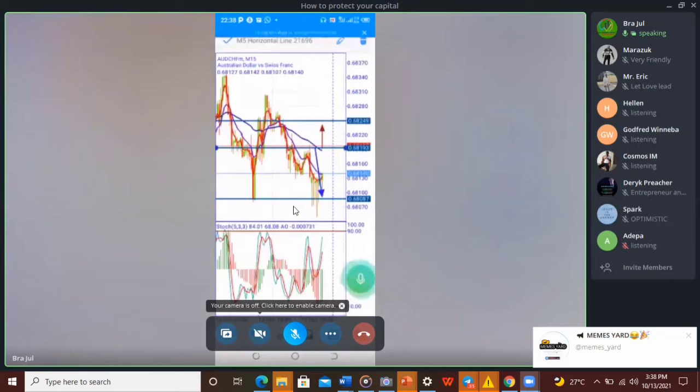Let me delete the horizontal lines now. We are done with them. So let me delete them so that you can see what I'm trying to talk about. Now you can see the red and the blue line on your screen. Who can see it?